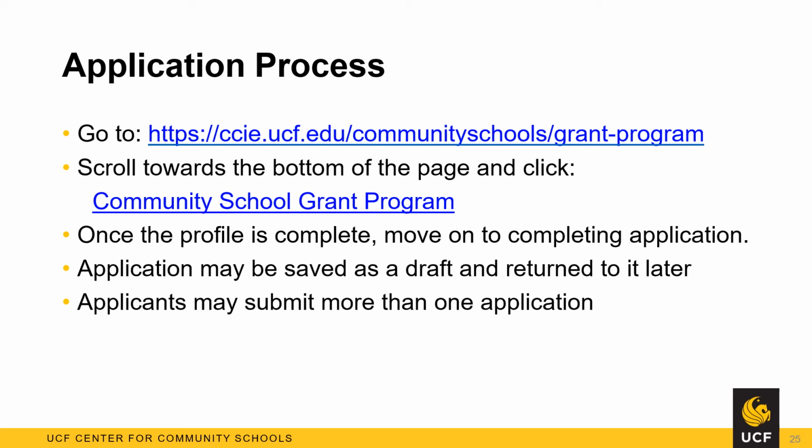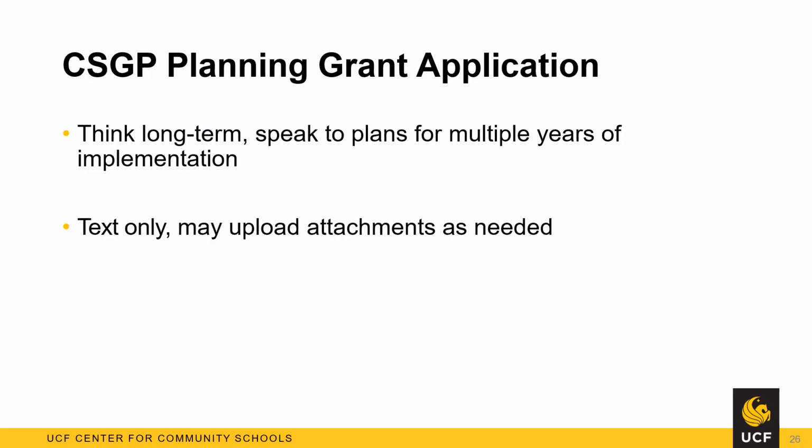Additionally, applicants may submit more than one application, and that is only if you are a nonprofit and you're making application for a different school. As you're working your way through the application, think long term. You want to speak to plans for multiple years of implementation and talk about sustainability. The application is text only. However, you may upload attachments as needed to support your entire application.